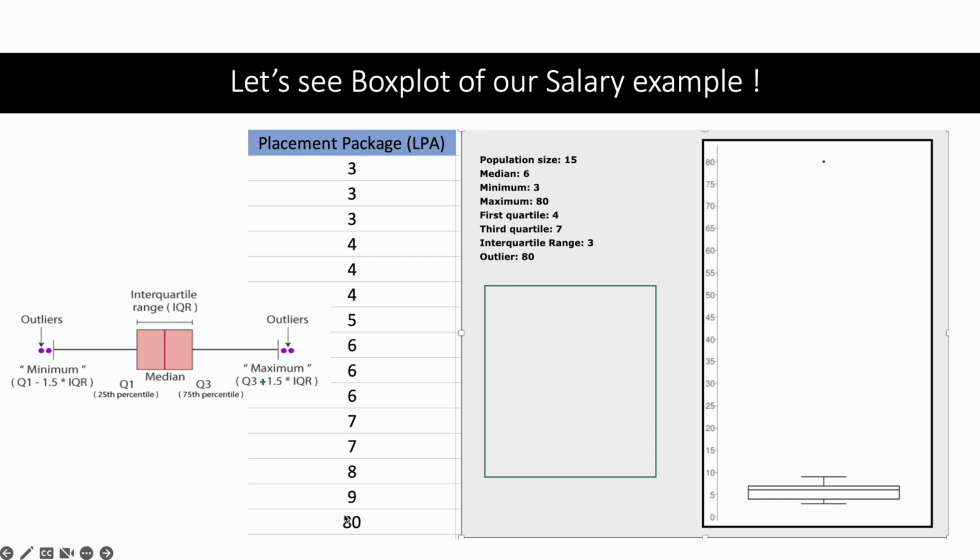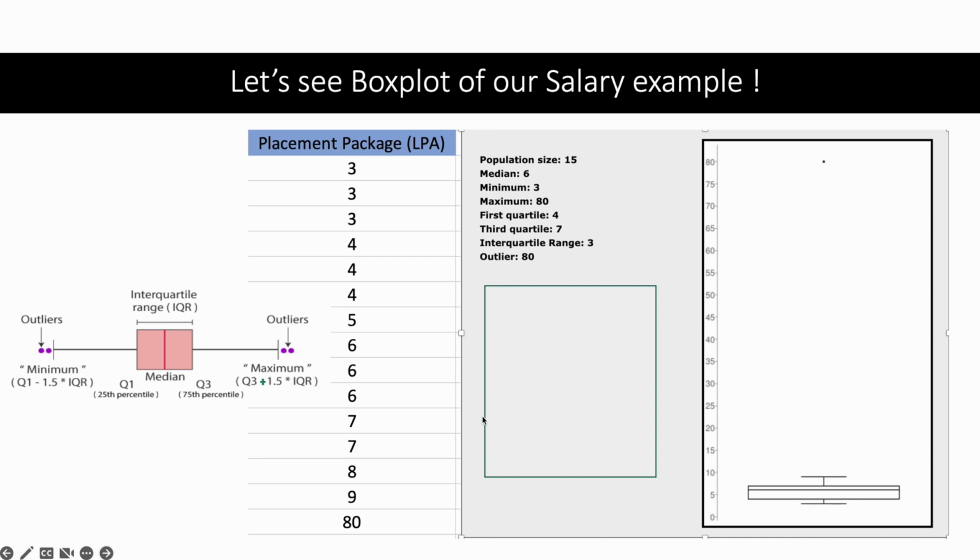Obviously 80 is an outlier. It is way above, right? Way abnormal. But anything which is above 11.5 lakh per annum should also be considered an outlier. That's why you see the outlier is denoted as a single point, which is outside the whisker in the box and whisker plot, if you see over here.